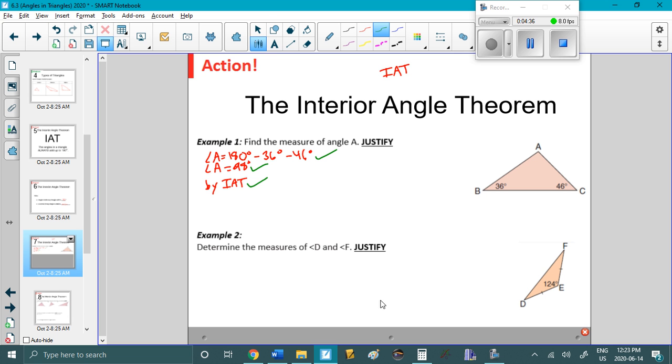All right, example 2. Determine the measures of D and F and justify. Again, I would love for you to pause and to try this one. It's a little bit tricky. But I encourage you to take the hint, what type of triangle is it? All right, I am hoping that you paused it and tried it.